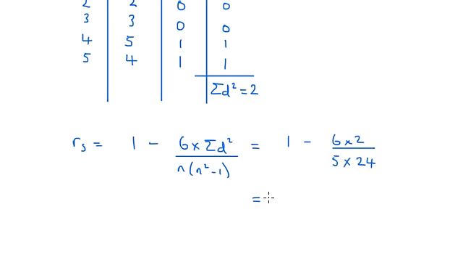So I'm going to type all that in on my calculator. I probably could cancel this down in my head, but can't be bothered. 6 times 2 over 5 times 24. So that gives me a 0.9 value for RS.